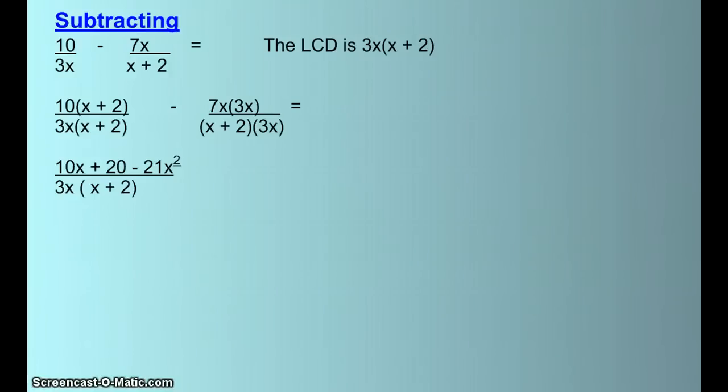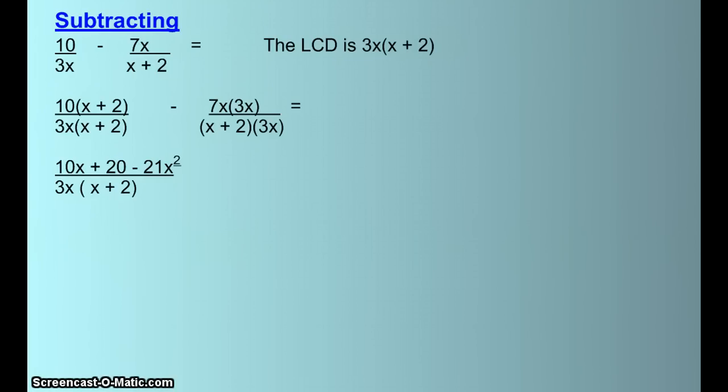To subtract, you're going to do something similar. We have 10 over 3x minus 7x over x plus 2. The LCD here, because both denominators are in their simplest form and they have nothing in common, is actually 3x times x plus 2. So you have to multiply the first fraction by x plus 2 over x plus 2 and the second fraction by 3x over 3x.